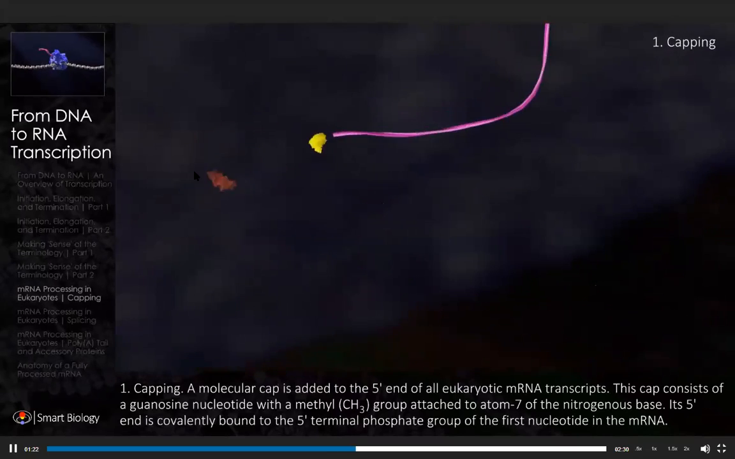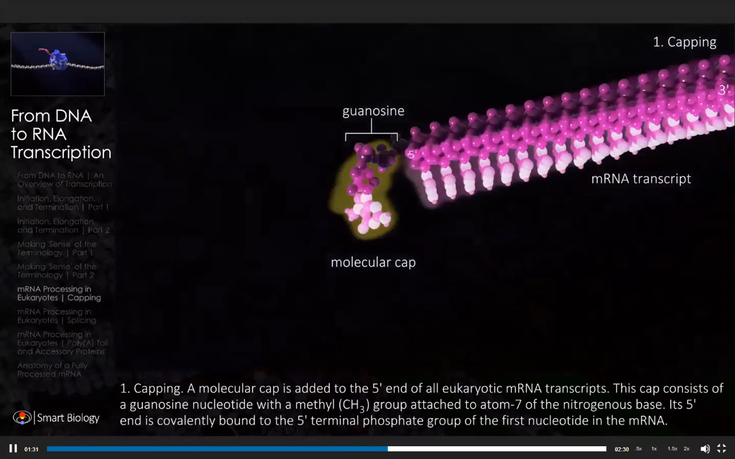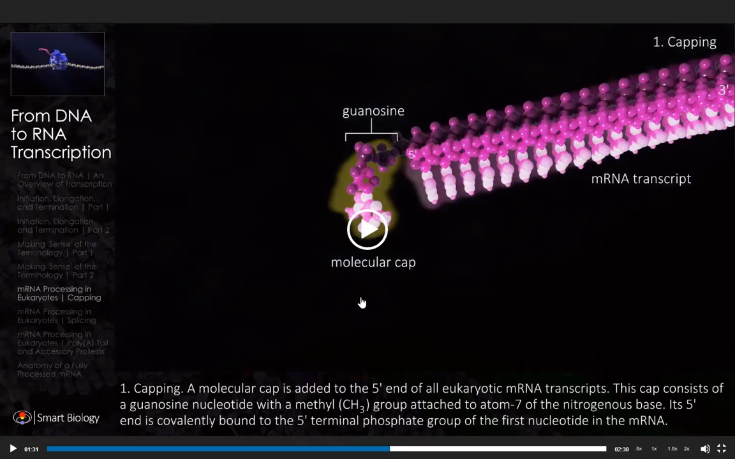One of the very first events that happens is the formation of this cap. A molecular cap is added to the 5' end of all eukaryotic mRNA transcripts. This does not happen in prokaryotes because obviously the prokaryotes do not need to cross the nuclear membrane. The cap consists of a guanosine nucleotide with a methyl group attached to atom 7 of the nitrogenous base. Normally, this methyl group doesn't exist on the guanine residue. Just for the specific guanine residue that forms the cap, we will have this methyl group attached to atom 7 of the nitrogenous base. This is not on the sugar, but on the base.